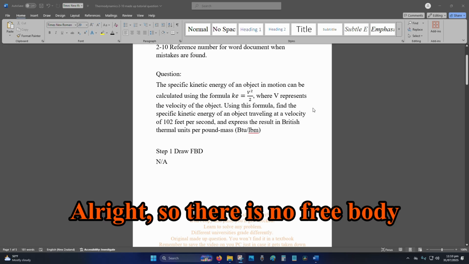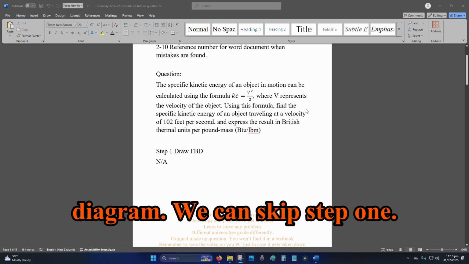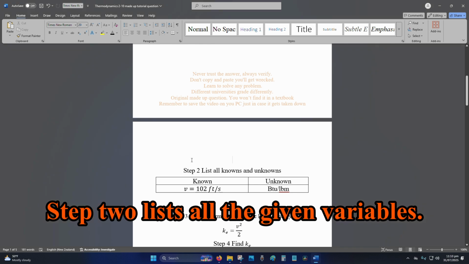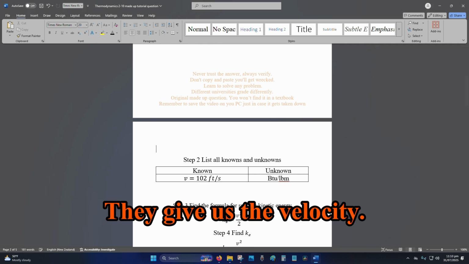Alright, so there is no free body diagram. We can skip step 1. Step 2, list all the given variables. They give us the velocity.